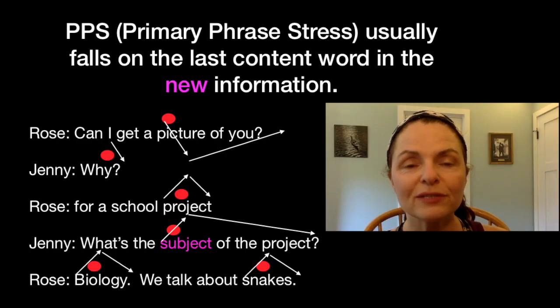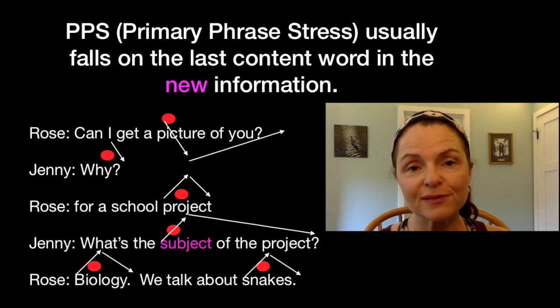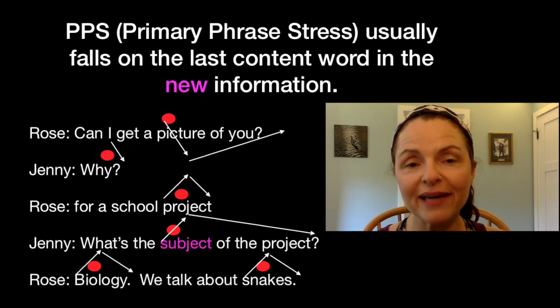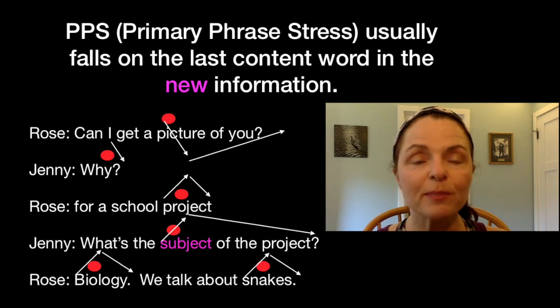Biology. We talk about snakes. So those are two separate chunks. Biology has its own chunk, and I rise on the O in biology, and then I fall on the end of that word. Biology. We talk about snakes. Again, snakes is your last content word. It's a new word. We haven't talked about it yet. It actually is the punchline in this conversation. It's the joke.